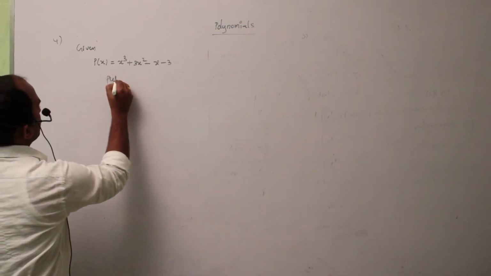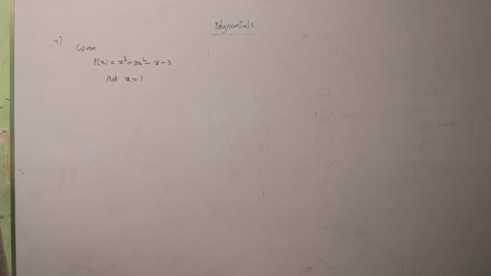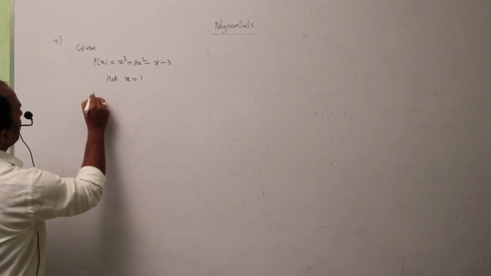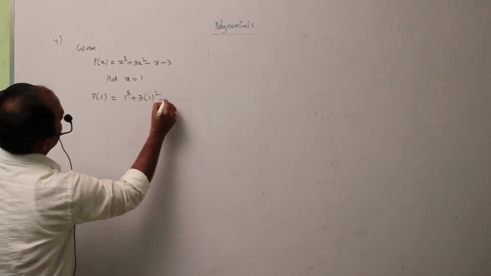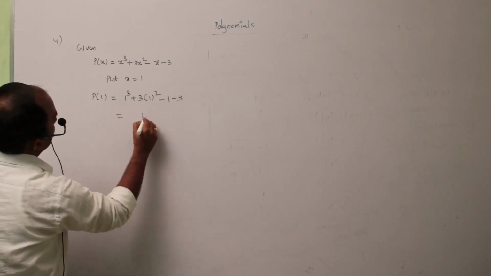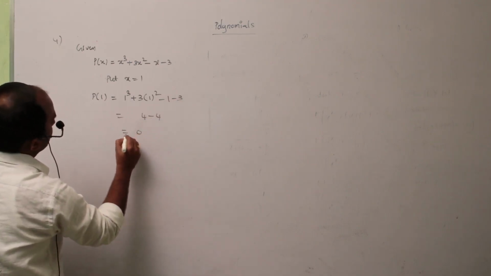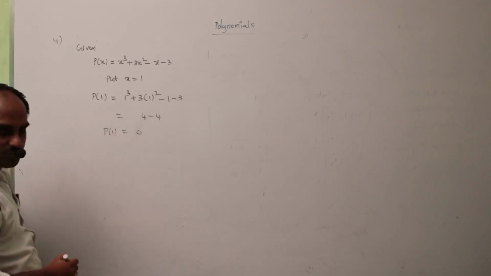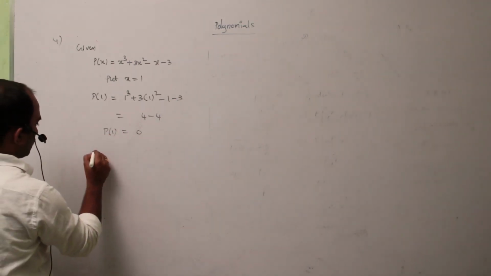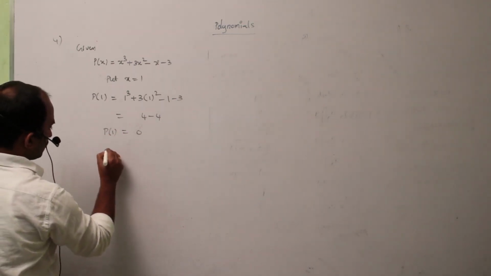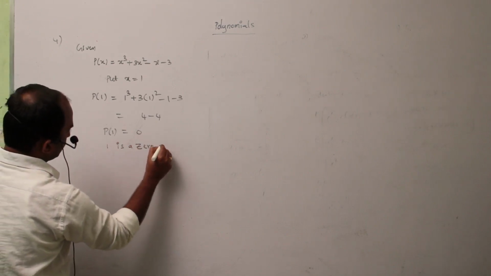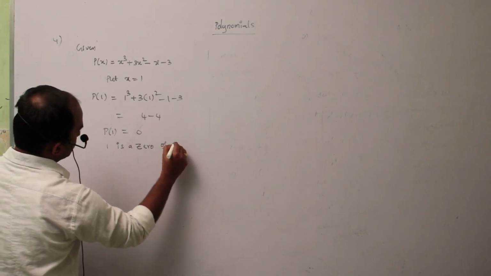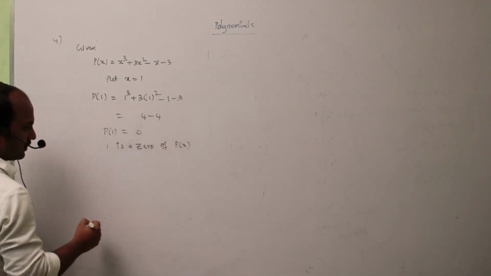First put x is equal to 1. Then what do we get? P of 1 is equal to 1 cube plus 3 into 1 square minus 1 minus 3. That means 4 minus 4, so it is equal to 0. That means 1 is a zero of the polynomial. That is nothing but p of x.